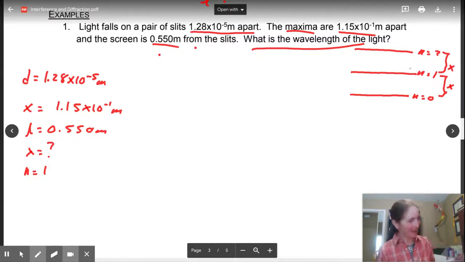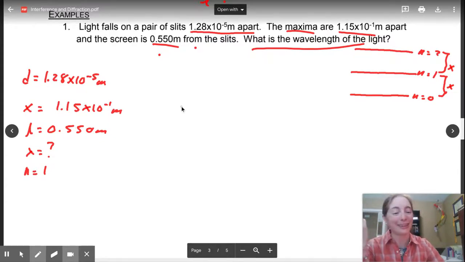So let's look at what we have here. We have these values, and that would be super easy. We just plug them into our equation, lambda equals dx divided by nL. No, we can't do that. Why can't we do that? We need to see if theta is less than 10 degrees. The nice thing is we have to find theta anyway, because we need theta for the second equation and to check whether we can use the other one. So we may as well find theta. It's not really an extra step.